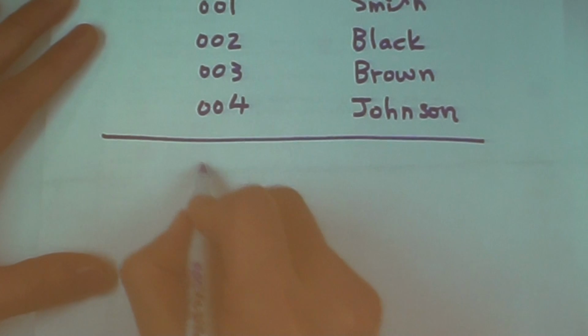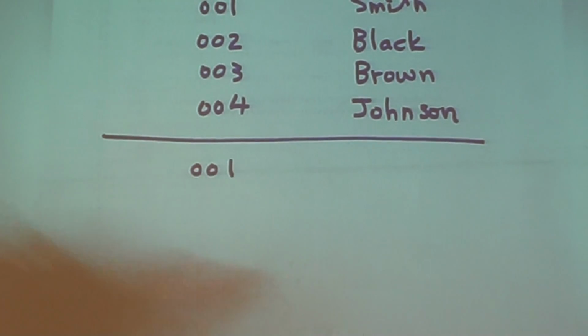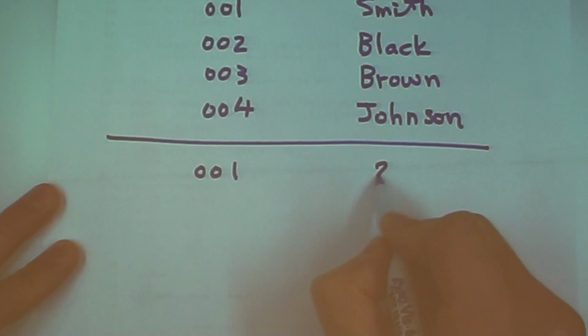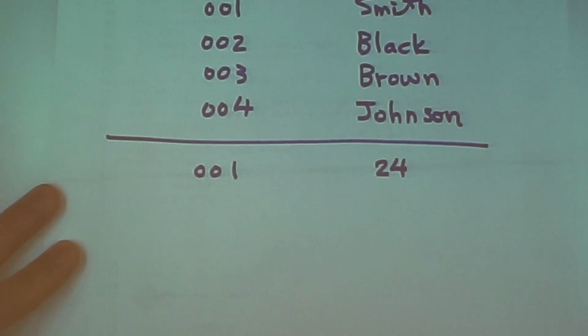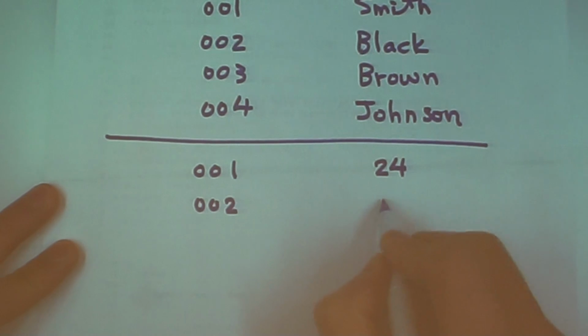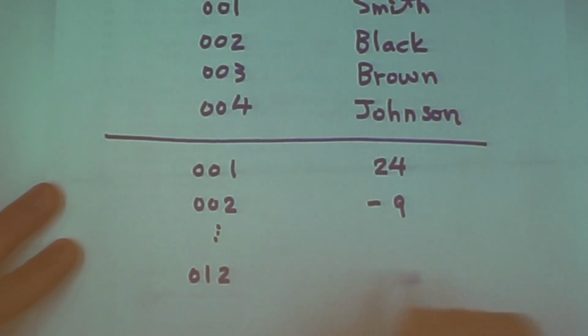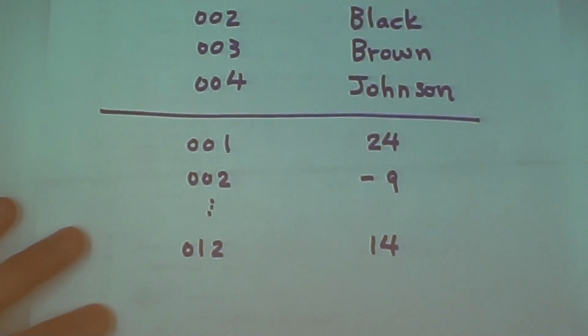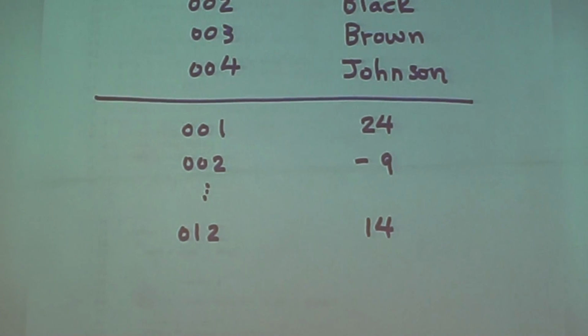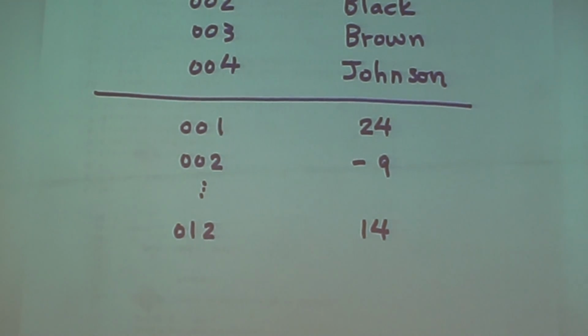In a computer, you may have address, let's say 001, and the variable will be 24. And another address may have, let's say, -9. And another address somewhere maybe 14, something like that. In 264, being able to understand how memory works and how to use memory is the fundamental part of 264. Any questions so far?